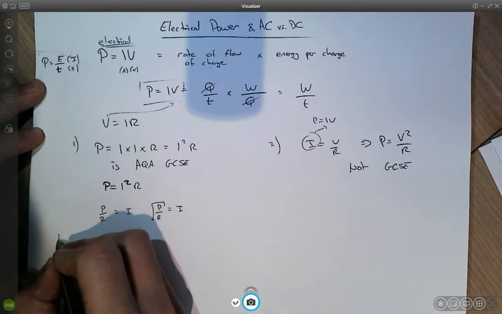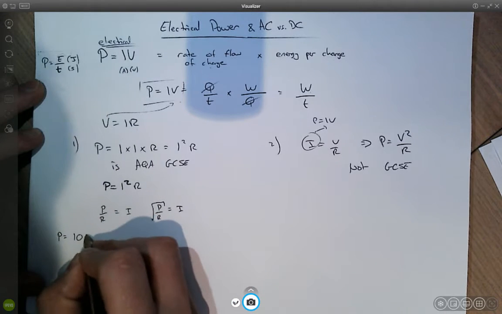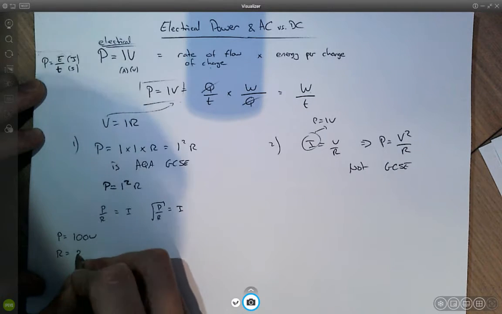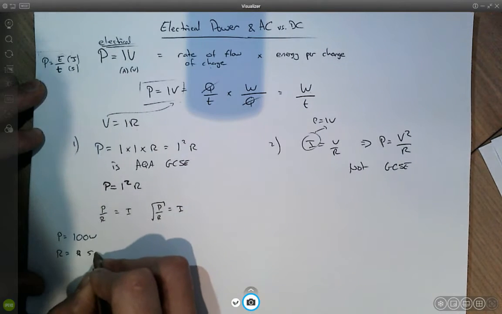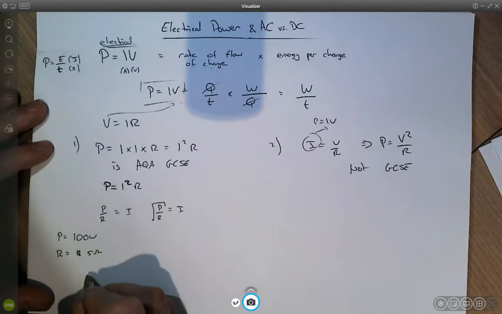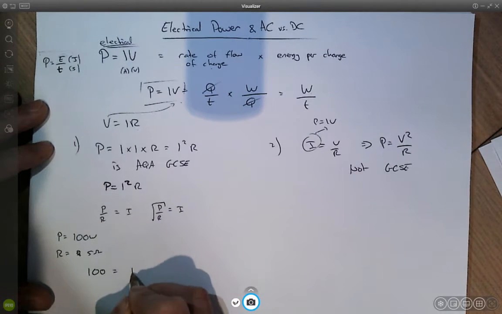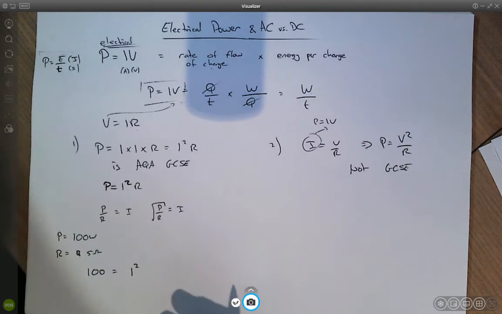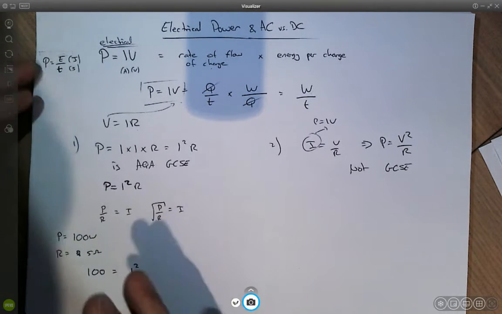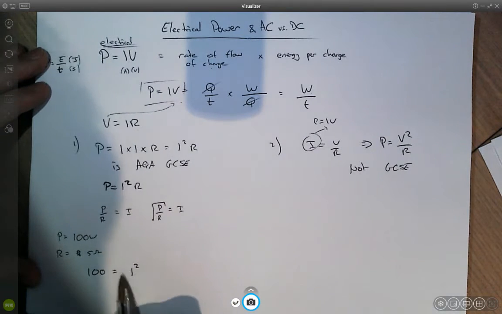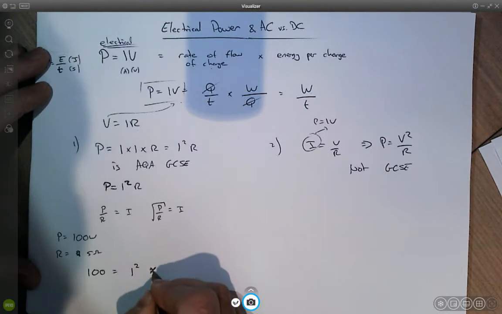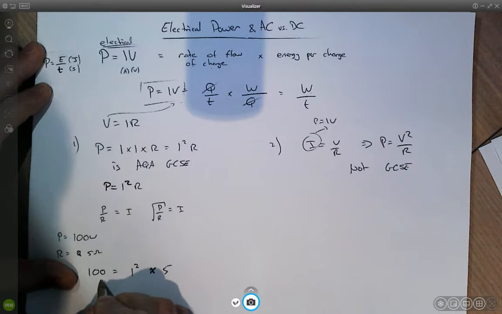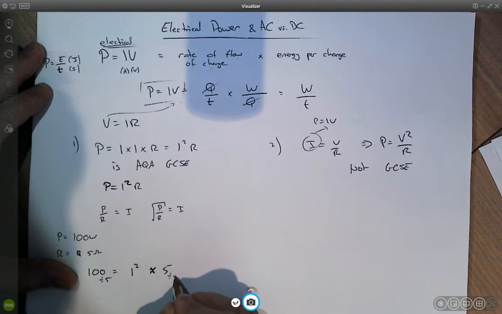So from the question, they could say something like power is 100 watts, resistance is, I don't know, let's go 5 ohms, and then write it out like this: 100 equals I squared, or sometimes even a question mark squared if it's a really low ability set. A question mark for some reason seems to work better, but we should use simple if possible, times by 5. Then you can say divide by 5, divide by 5.